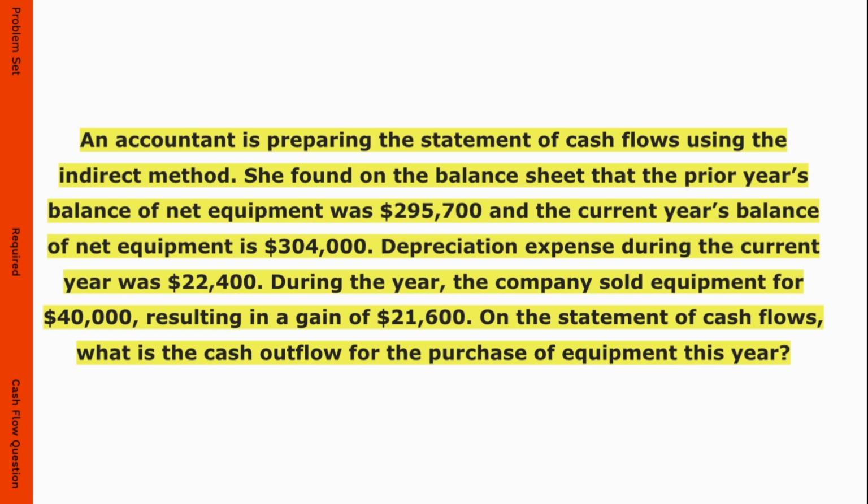An accountant is preparing the statement of cash flows using the indirect method. She found on the balance sheet that the prior year's balance of net equipment was 295,700 and the current year's balance of net equipment is 304,000. Depreciation expense during the current year was 22,400. During the year, the company sold equipment for 40,000, resulting in a gain of 21,600. On the statement of cash flows, what is the cash outflows for the purchase of equipment this year?